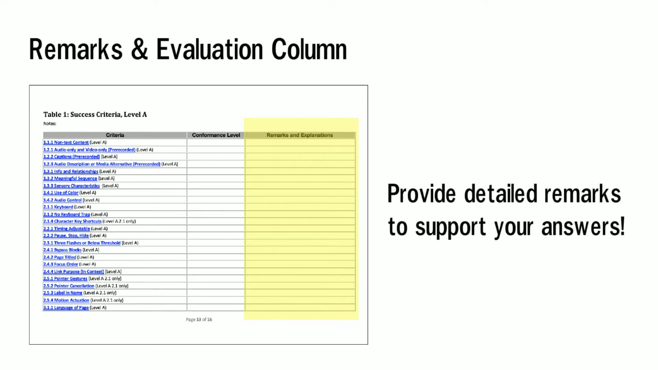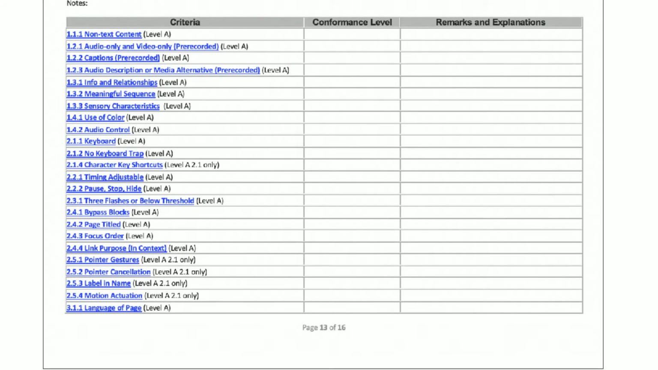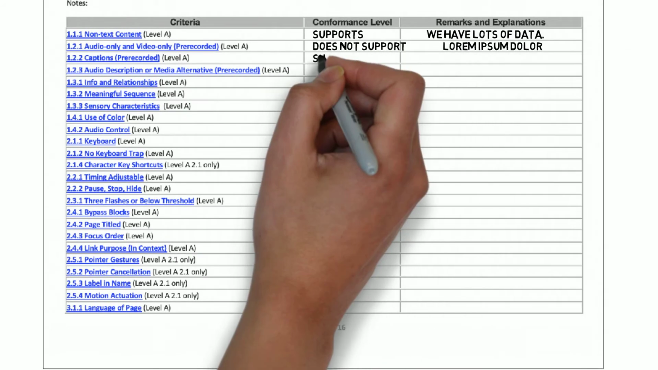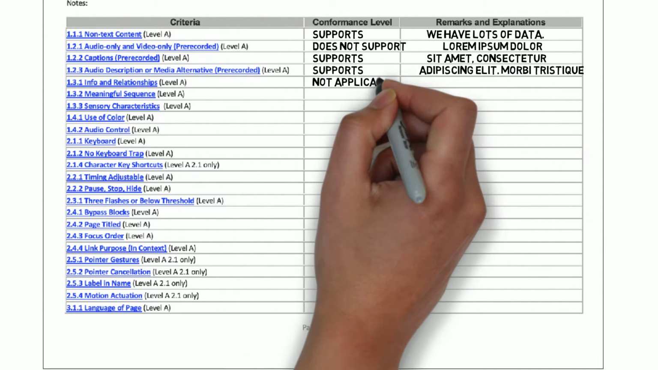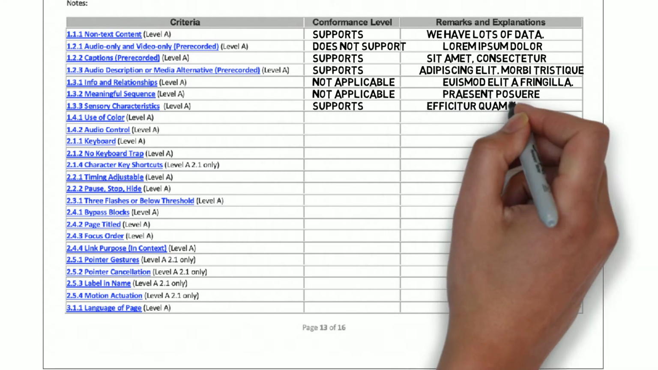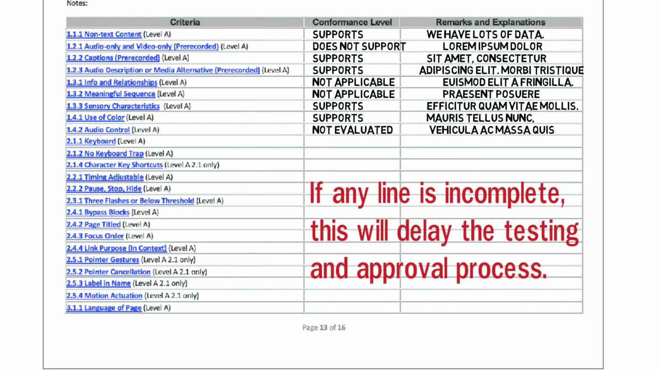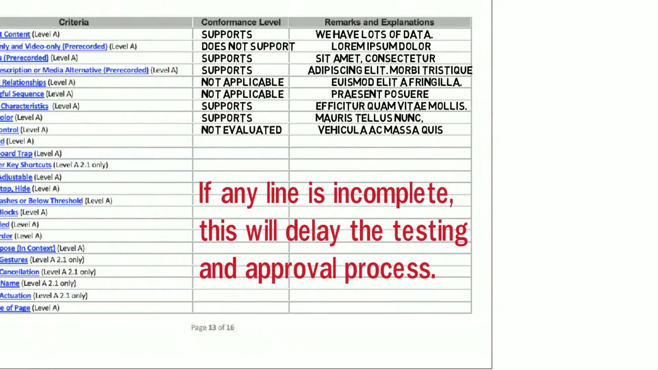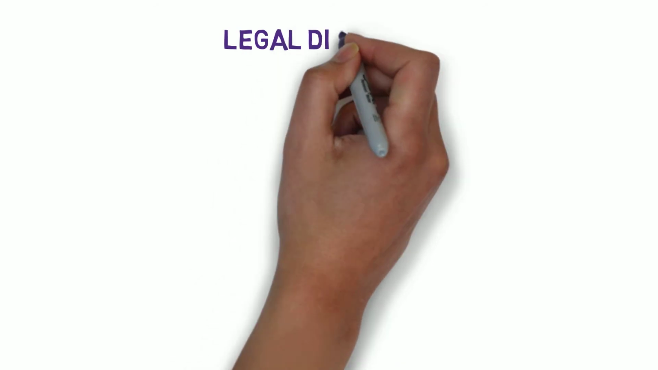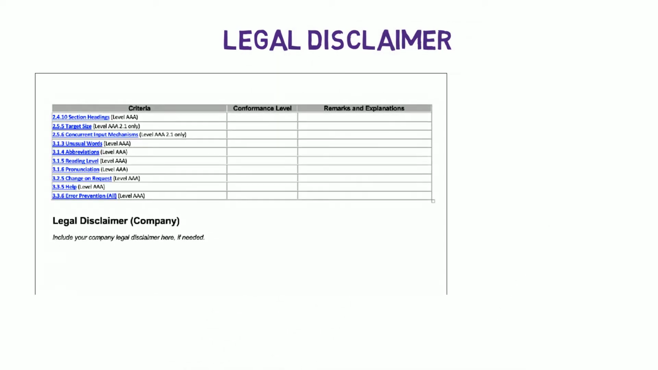You must complete each line. If a line is not applicable, you must fill in not applicable and explain why in the Remarks and Evaluation column. Remember, if any line of the VPAT is incomplete, this will result in a delay in the testing and approval process. Finally, there is a legal disclaimer section where you would indicate your company's legal disclaimer if needed.